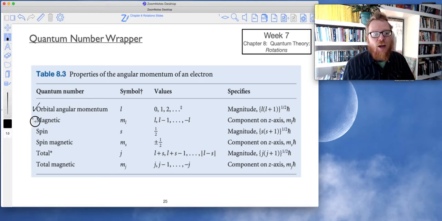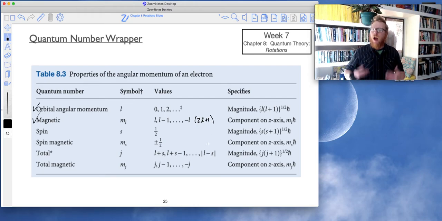Okay, and so the specifics about L, so what's important to remember is L gives us the total magnitude of angular momentum, and that's given by root L times L plus 1 h bar, okay? So we have our magnetic quantum number, mL, which takes on values L, L minus 1, all the way down to minus L, which means, of course, there are 2L plus 1 values of mL.